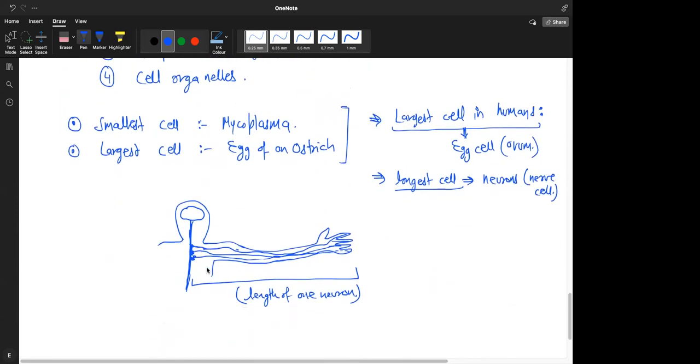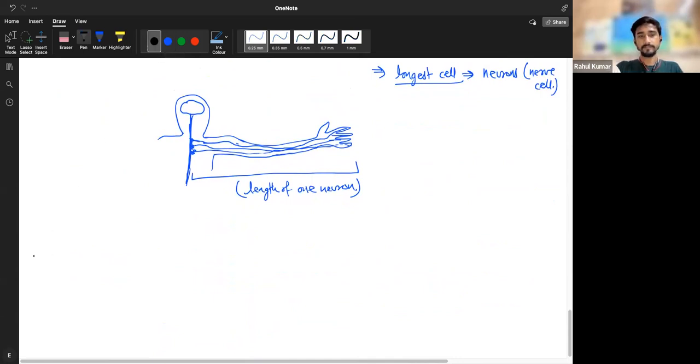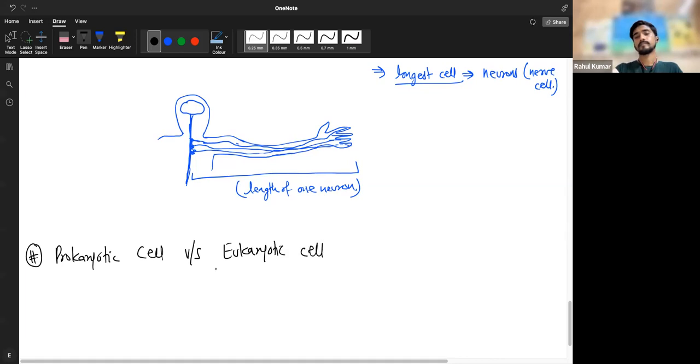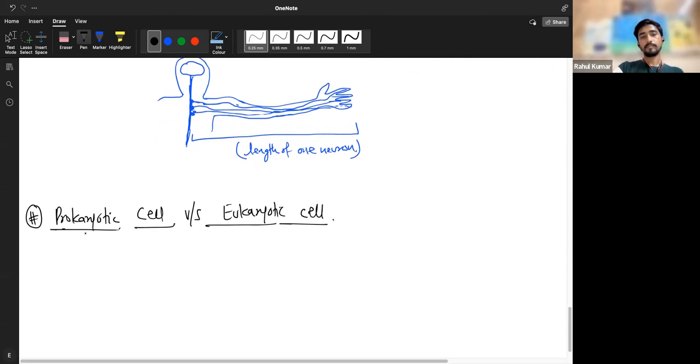Okay. So now let's come to understanding a prokaryotic cell versus a eukaryotic cell. Now write down. Prokaryotic cells include bacteria, BGA, blue-green algae. Now their name is algae, but they are not algae because algae are plants. Remember, this name is misleading.